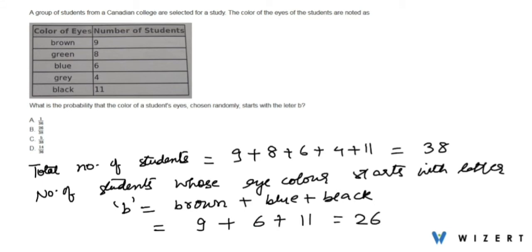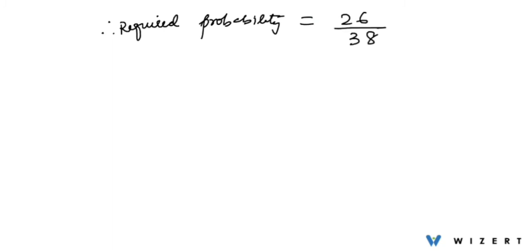Now we have to find the probability that the colors of student eye chosen randomly starts with letter B. So this will be the ratio of the students whose eye color starts with letter B, that is brown, blue and black, divided by the total number of students. Therefore we can say that the required probability here will be equal to 26 by 38. So this is our answer.